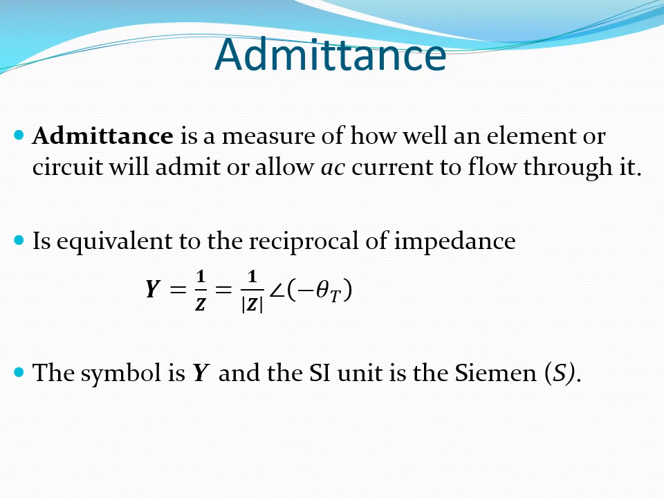Admittance is a measure of how well an element or a circuit will admit or allow an AC current to flow through it. It is equivalent to the reciprocal of impedance. The symbol for admittance is Y, and the SI unit is the Siemens.